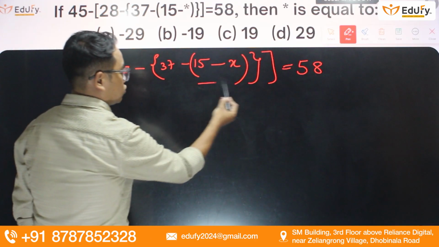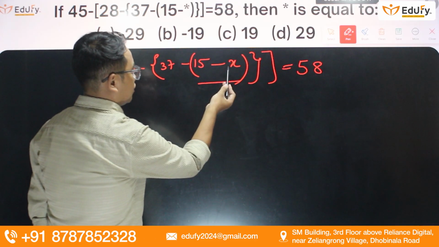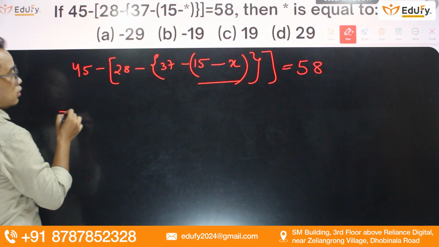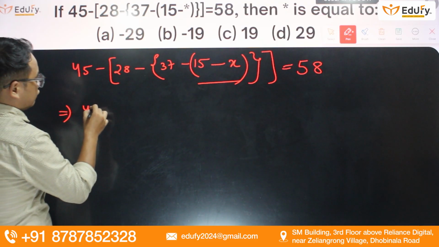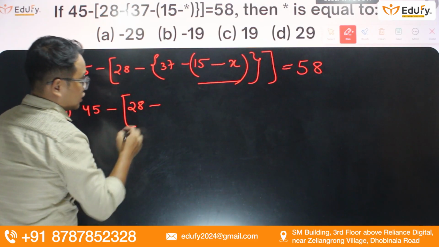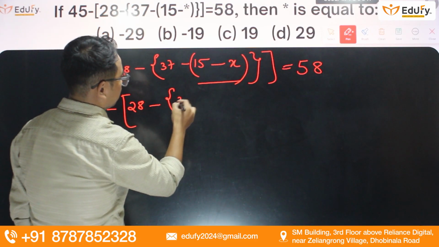Obviously, you cannot add these 2, because this is a number and this is a variable, so I have no other option but to open the brackets. So here, 45 minus 28 minus 37 here. Now I'll try to open the brackets from here.